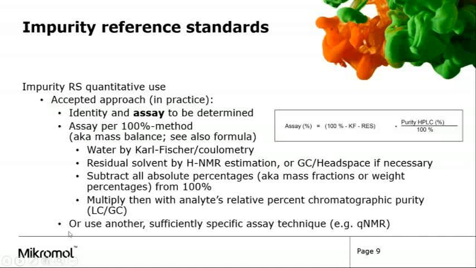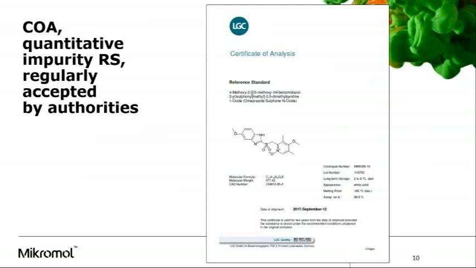And if available and sufficiently specific, another technique such as quantitative NMR, which is becoming more popular these days, can also be used to assign percent assay. LGC indicates that the certificates of analysis that they supply have been regularly accepted as for impurity standards by regulatory bodies. And here's an example for this compound, showing some basic information on the first page, including the storage conditions and the assigned assay value.